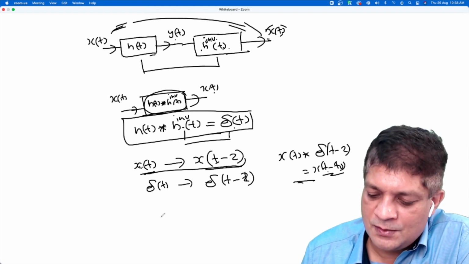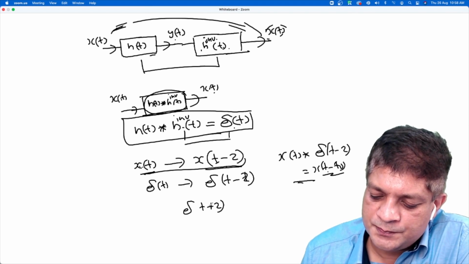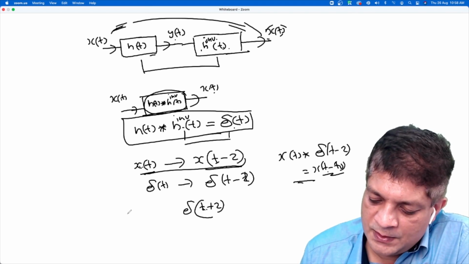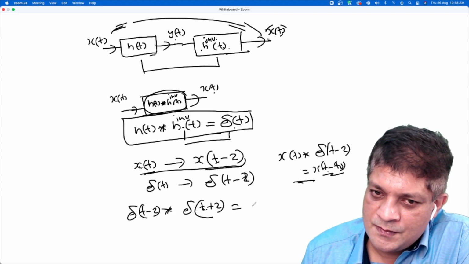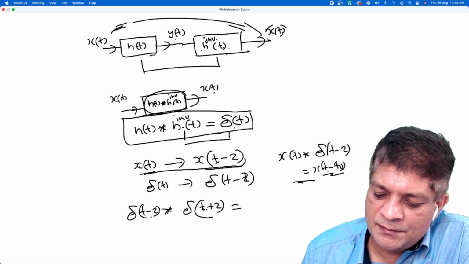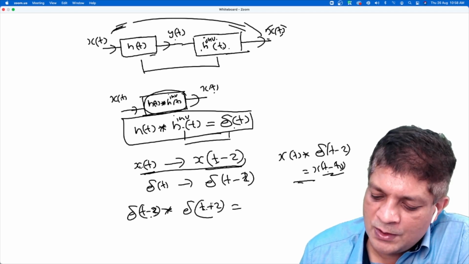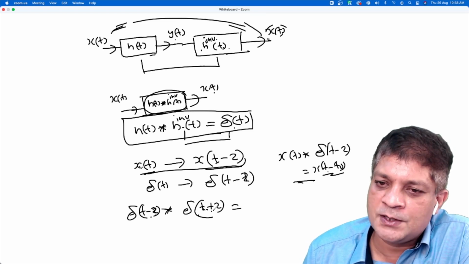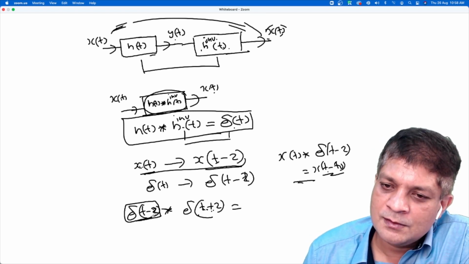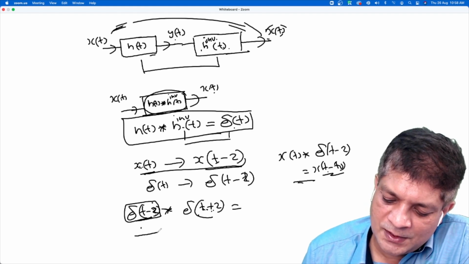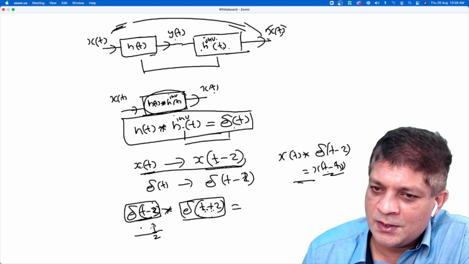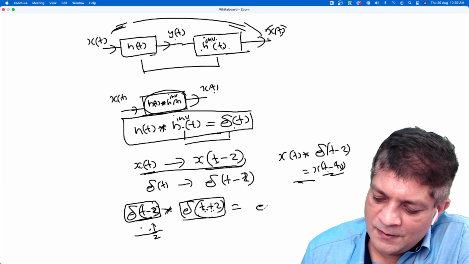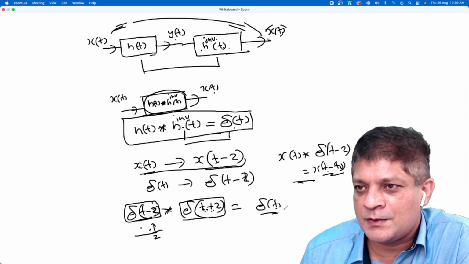The impulse response is delta t plus 2. So you can verify that delta t minus 2 convolved with delta t plus 2 gives delta t. This is a delta function delayed by 2, and you are convolving with a delta function advanced by 2. So this is a delta function shifted right by 2, and if you convolve it with a shifted delta function, is it delta t? Yes, it is a property of the delta function.